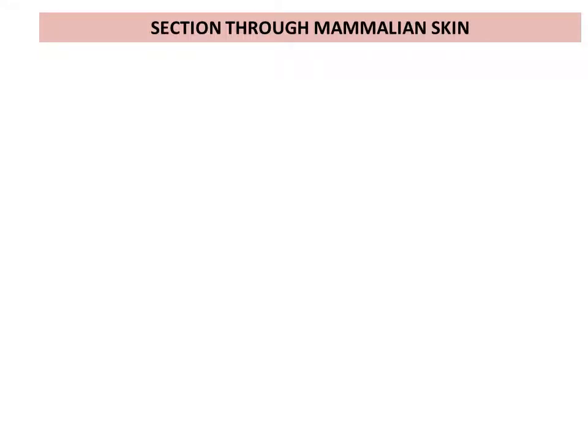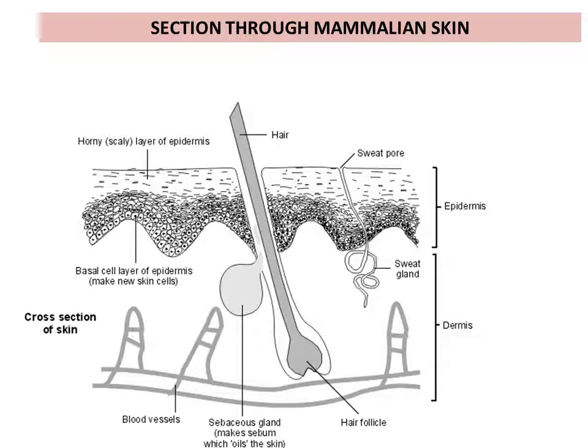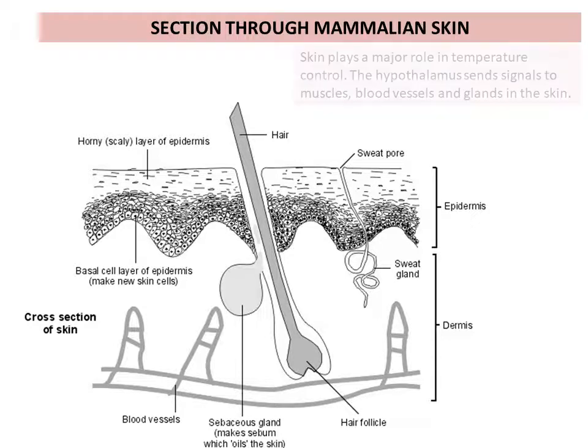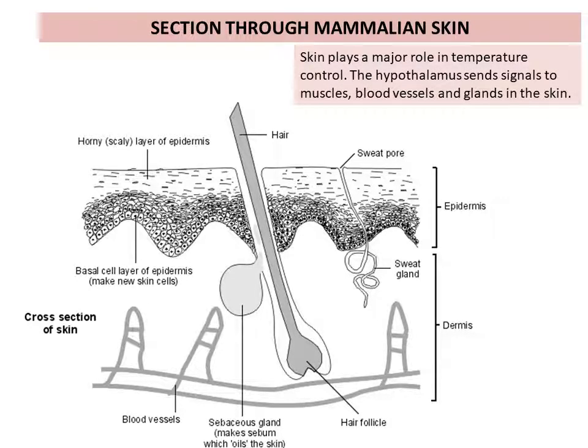So if we look through mammalian skin, here's a diagram showing skin. We've already looked at this before, but skin plays a really important role in thermoregulation, and it does a number of things. So the hypothalamus will send messages to the skin, and within the skin there are various tissues which are going to respond. So various muscles under the skin, blood vessels and glands. So we're really seeing how the central nervous system sends nerve messages to a range of effectors which will then respond to whatever conditions the body is going through.